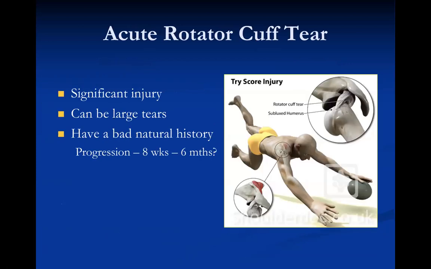All right, acute rotator cuff tears. This is the minority of issues, but these are more important in terms of early treatment. A specific injury causes a rotator cuff tear. And here we have somebody falling on an outstretched arm, which should compress and possibly tear a rotator cuff tendon. They can be large tears depending on the amount of energy, the amount of trauma, and they tend to progress fairly rapidly.